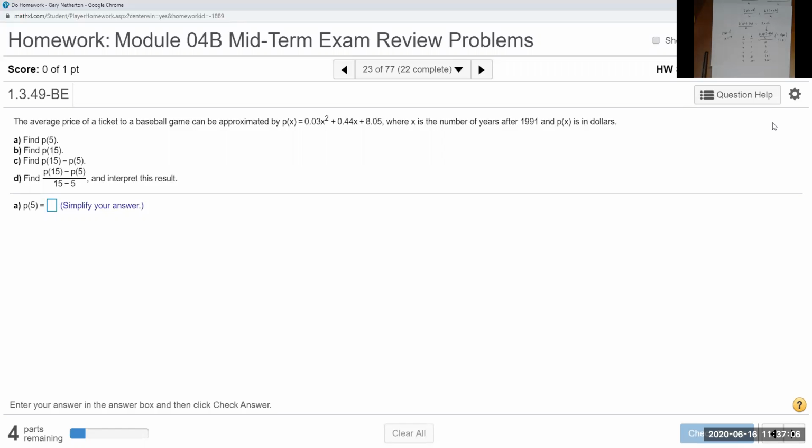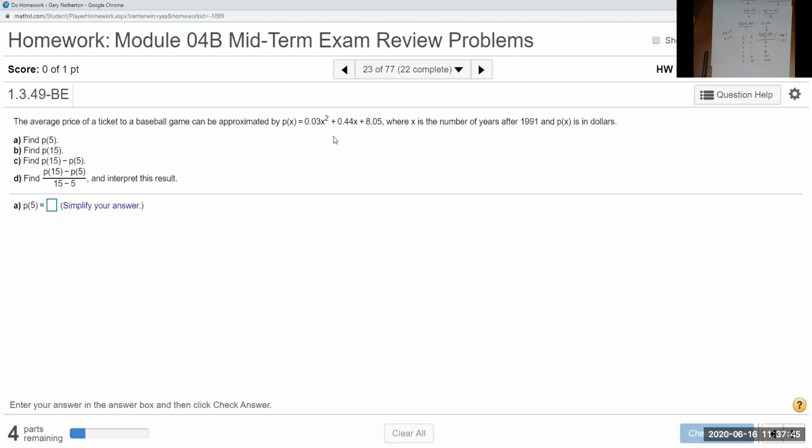Now this next problem is sort of similar in a sense that they've given us this function, p of x, which looks pretty messy. Actually, this is like a story problem. The average price of a ticket to a baseball game can be approximated by p of x, where x is the number of years after 1991 and p of x is in dollars. So they're trying to work up an equation that tells you how much a ticket costs according to what year you bought the ticket in.